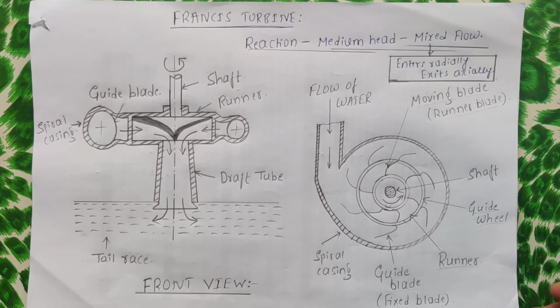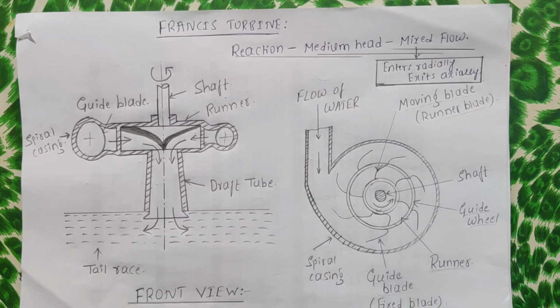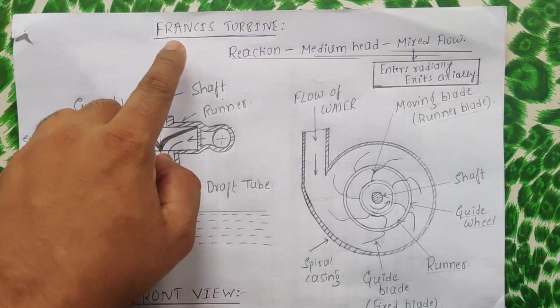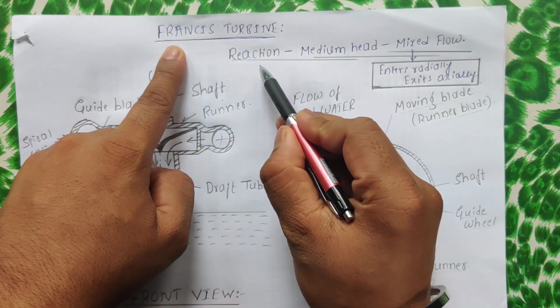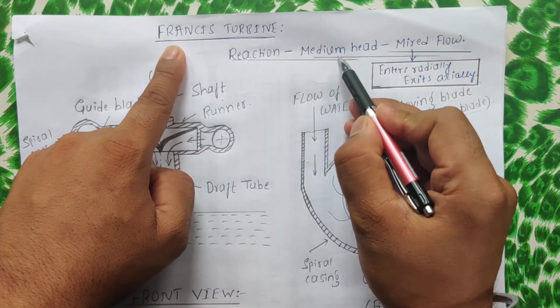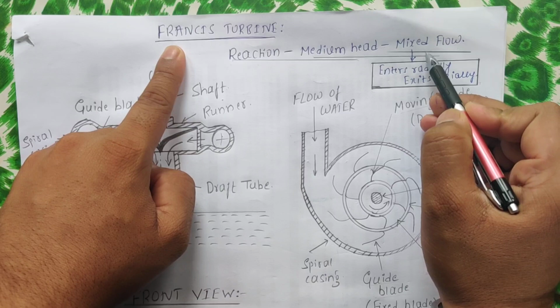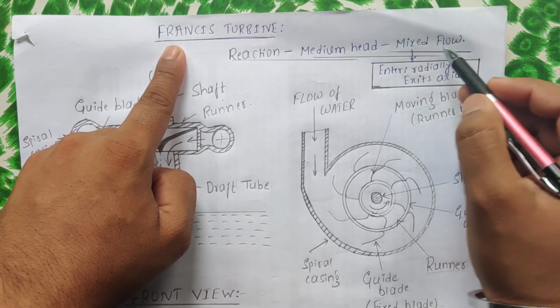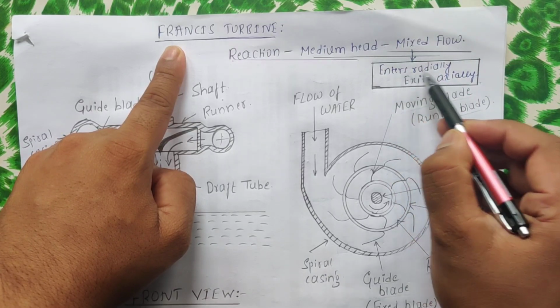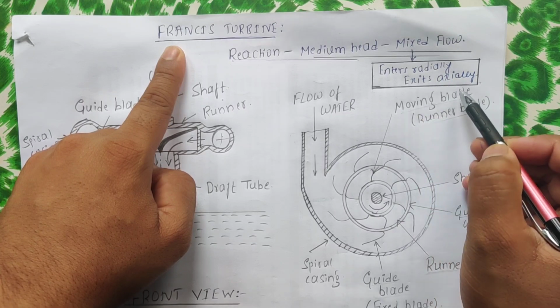Hello everyone. So in the last session we studied about Pelton wheel turbine, which was basically an impulse turbine with high head and tangential flow. So in this session we'll see what is Francis turbine, which is basically a reaction turbine with medium head and mixed flow. So mixed flow means the water enters radially and exits axially.